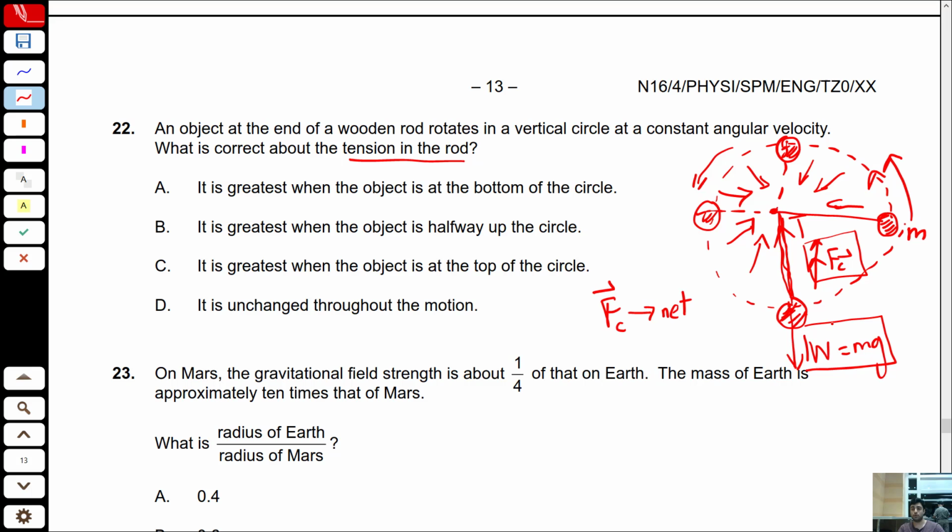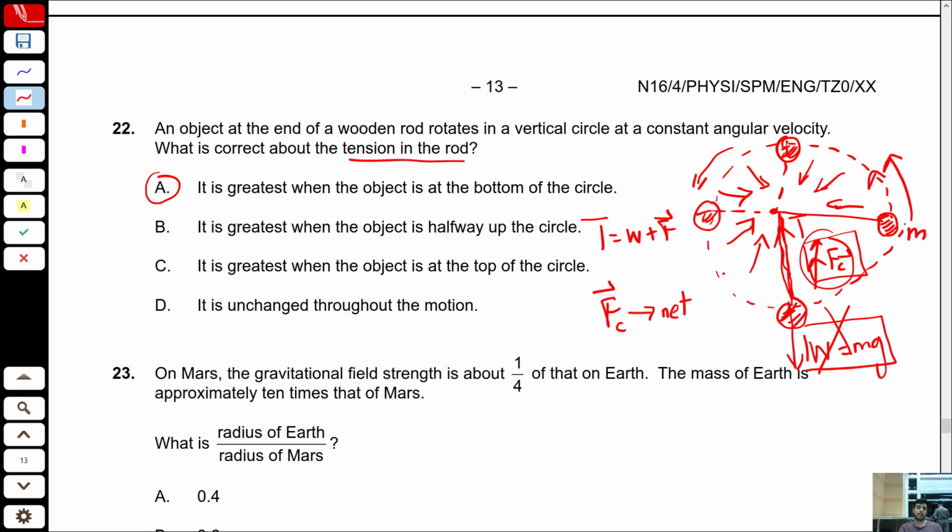The tension has to not only overcome the weight but also provide additional net centripetal force in the upward direction so that this weight is cancelled out and the remaining force provided by the tension is equal to centripetal force. In other words, you can say tension at the bottom position is equal to weight plus the centripetal force. Both of them are acting in the upward direction. So the tension has to be greatest at the bottom of the circle.